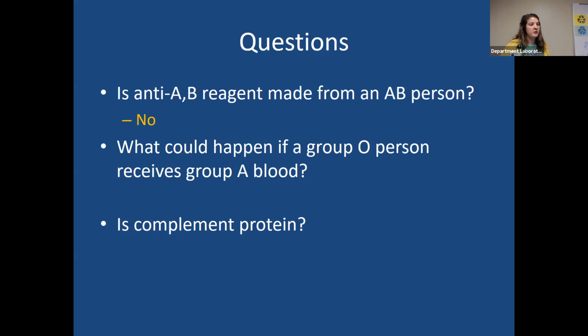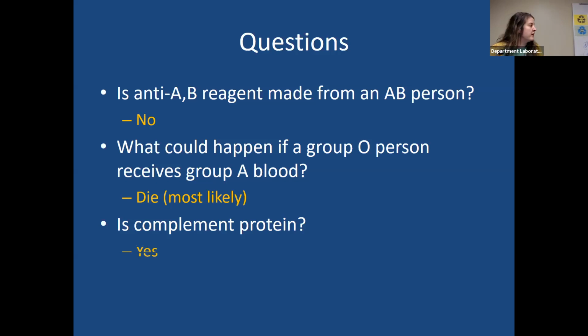Transfusion reaction. So what's going to happen is the anti-A in your O person is going to attack those A donor cells, all right? That will cause a hemolytic transfusion reaction, could ultimately be fatal.